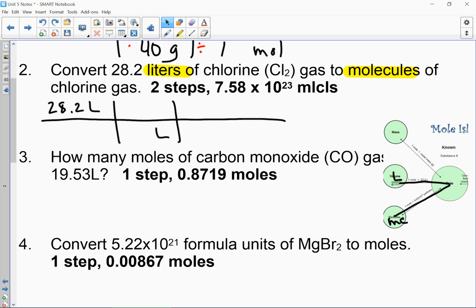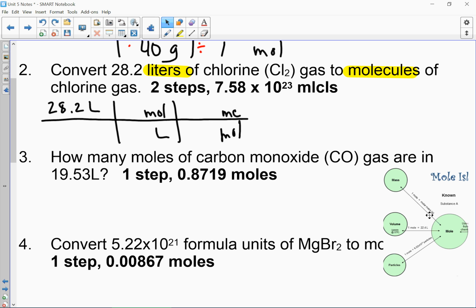If you're stuck, go back here. From liter island, the only place that I can go is moles. That's the next unit that you put up here in your fences. So I'm going to do moles up, moles down. And from that mole island, I want to finish and go down to molecules. So that becomes your final unit there. Now use that to put your numbers in. So 1 always goes with the mole. Liters uses 22.4. And molecules uses Avogadro's number.